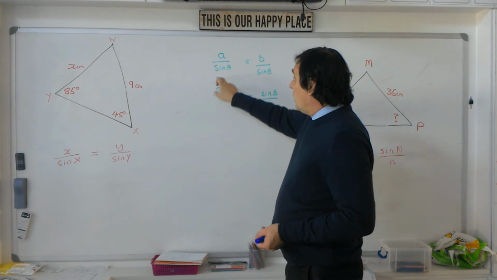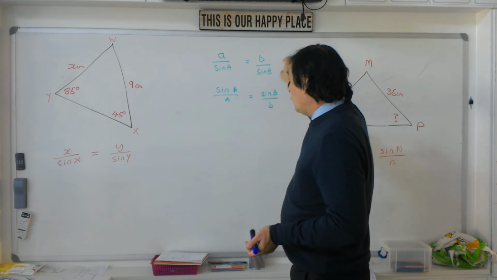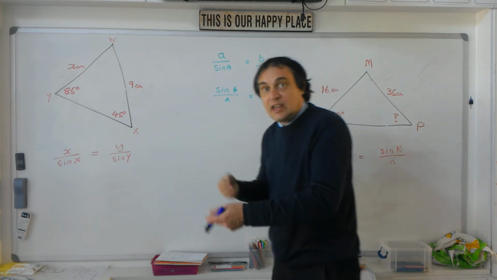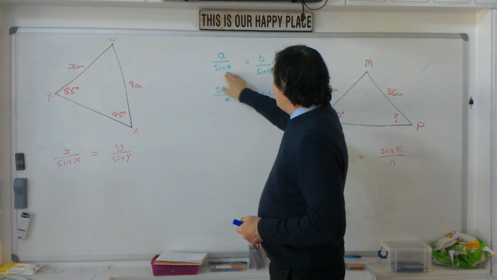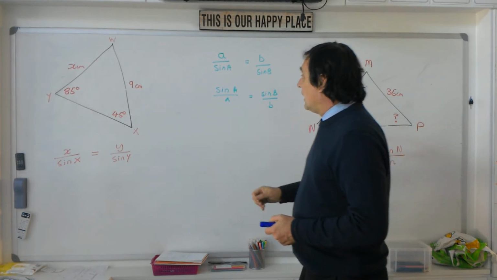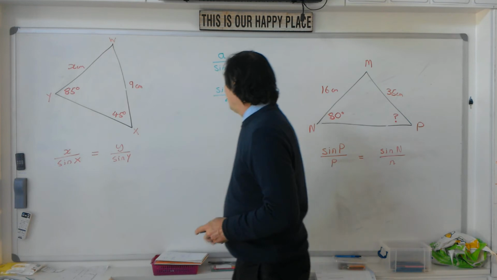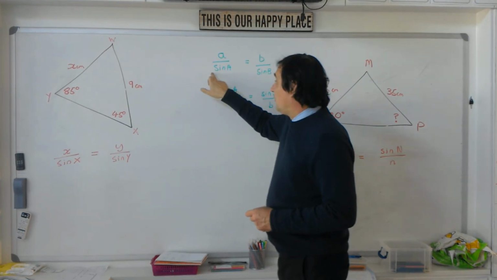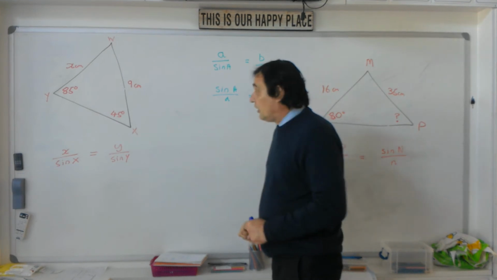The sine rule is a over sine A is equal to b over sine B. It's also equal to c over sine C. The ratio is the same across all three sides, but we normally only use two of them at any one time. So in my triangle here, I've actually got two angles. I want to find out that second side, so I'm going to use this form of the sine rule. This is normally on the front of exam papers too, so you don't have to learn it.